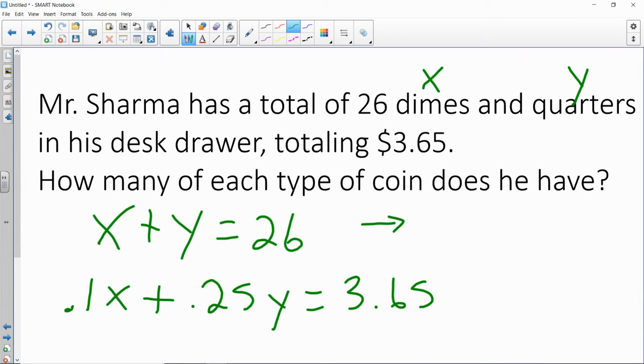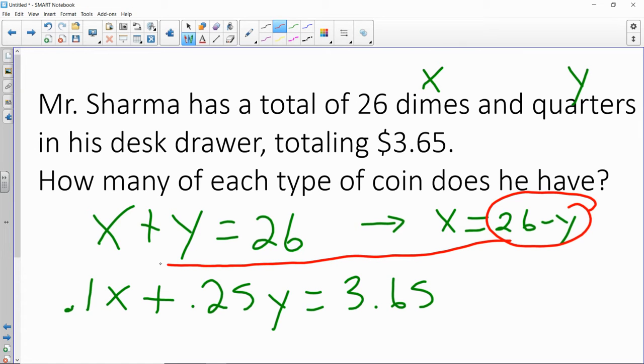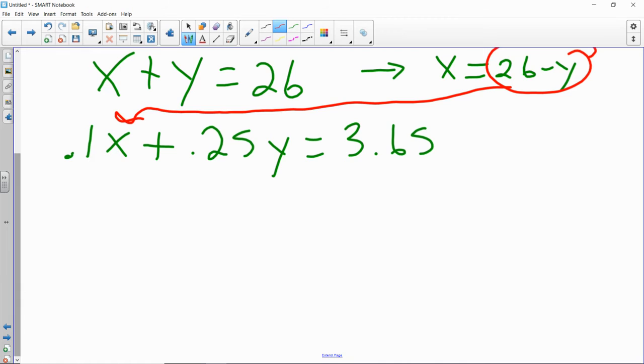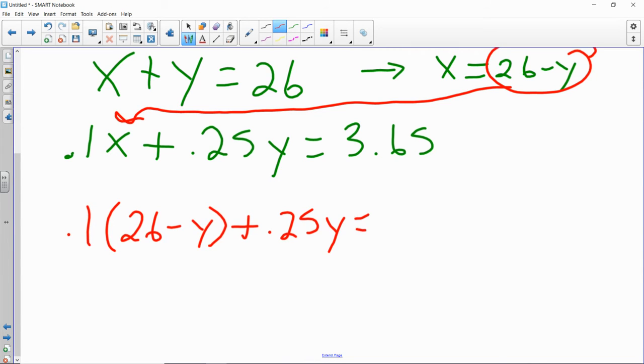So I will subtract, let's go with y from both sides. So x equals 26 minus y. And this is what I'm going to substitute into the second equation. So now I have 0.1, I have 26 minus y in parentheses. Everything else is going to stay the same.